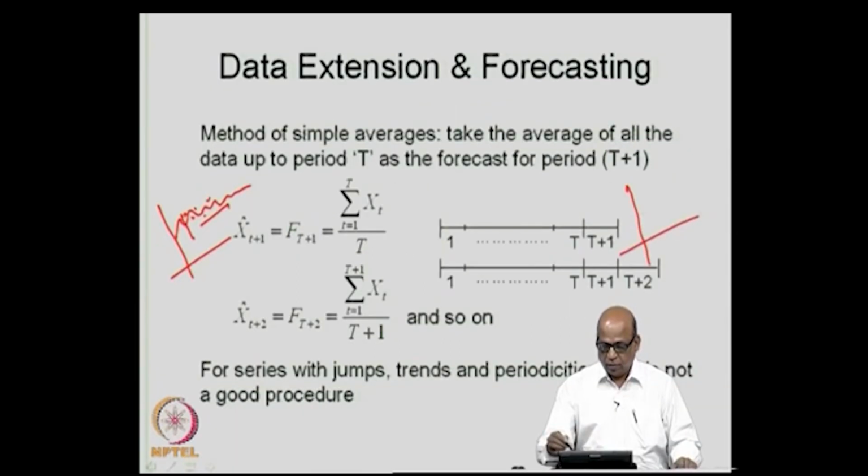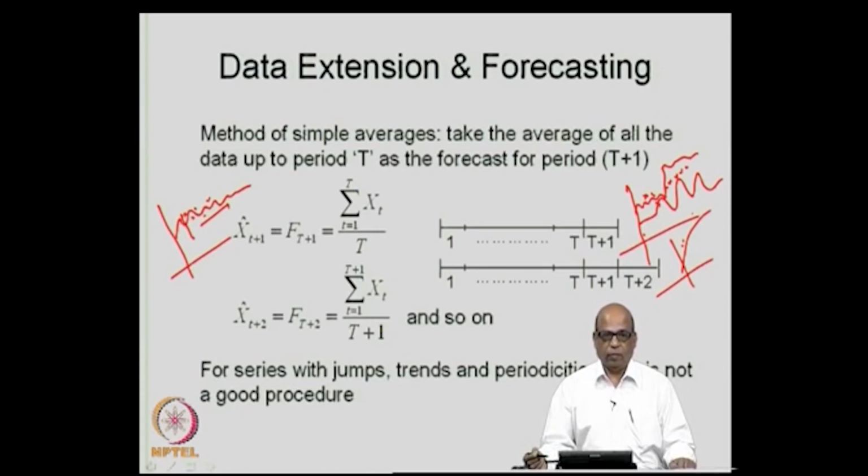Whereas, if you have a time series which has performed like this, and then suddenly there is either a jump or a drop, then your methods will fail. For example, you may keep on getting forecasts something like this, and then the forecast will be slowly rising like this. So, you may not get a good forecast when you have either a jump or a periodicity or even a trend. If you have a trend in the time series something like this, then your forecast using the average methods will not work well.